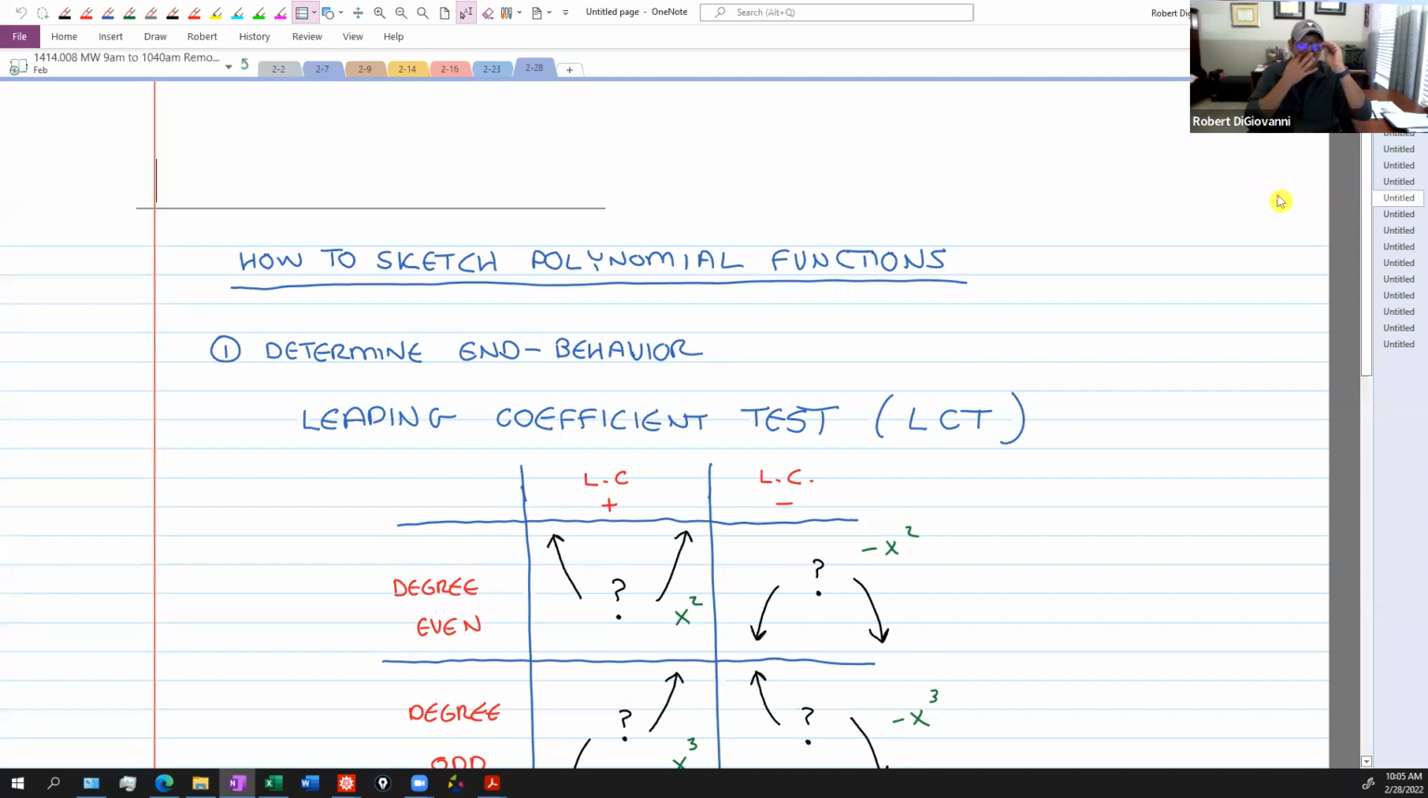All right. Looks like I didn't have to copy that. So here we go. Here are the steps.